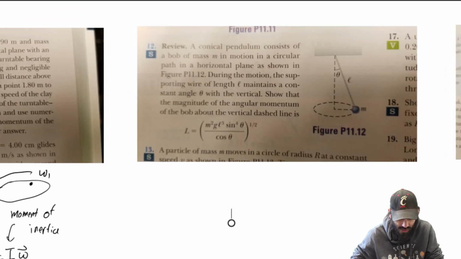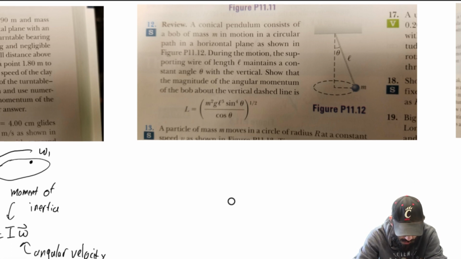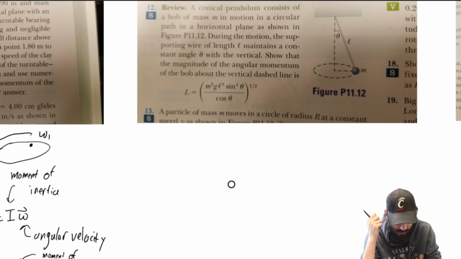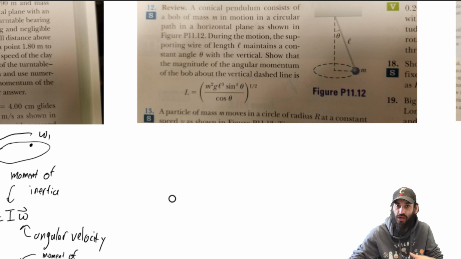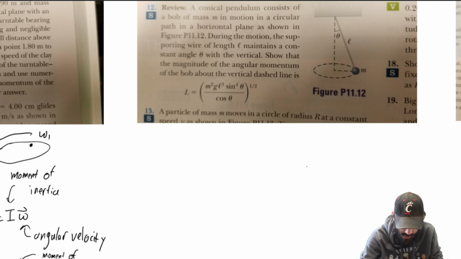The next one is a conical pendulum. It says during the motion, the supporting wire of length L maintains a constant angle of theta. Show that the magnitude of the angular momentum of the bob about the vertical dashed line is given by the expression that they have here. Okay, so this kind of goes back to sum of forces in some ways, because we need to find what the velocity of this is going to be.